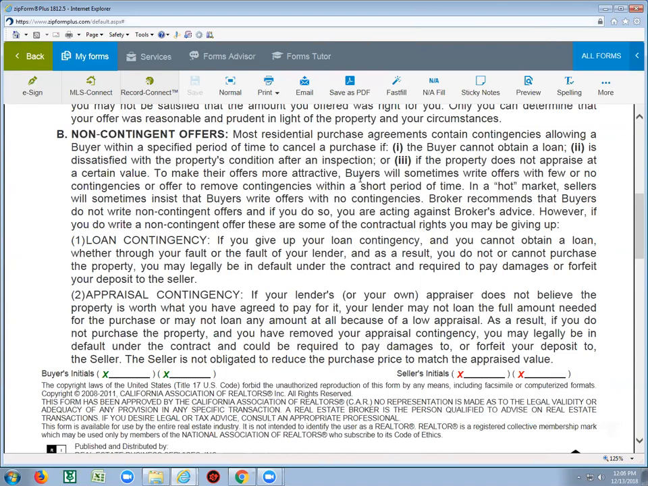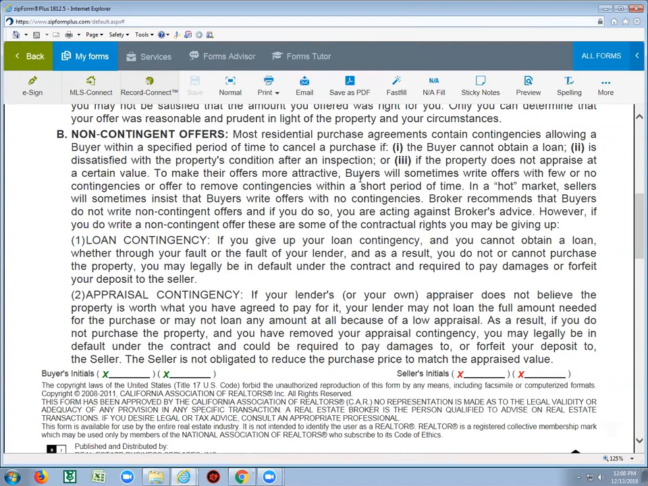Then it doesn't mean your loan doesn't get approved. Your loan is approved, but you need the appraised value. Then you cannot say, oh, because the loan isn't approved, I need to cancel to get my money back. No, not if you removed the appraisal contingency.